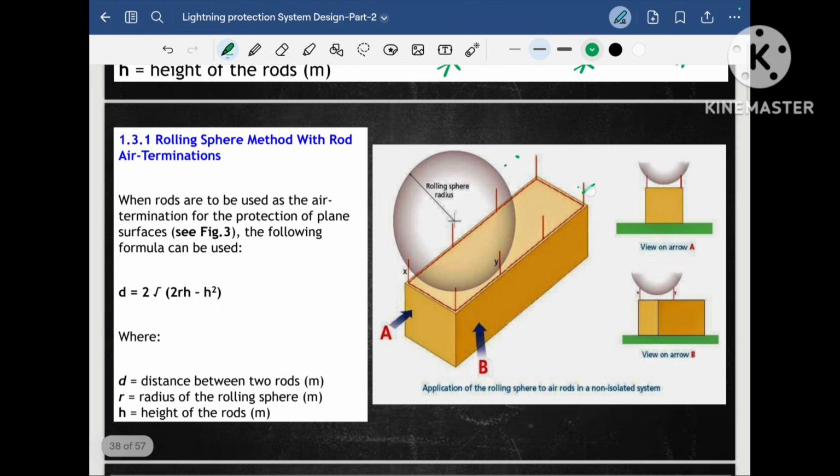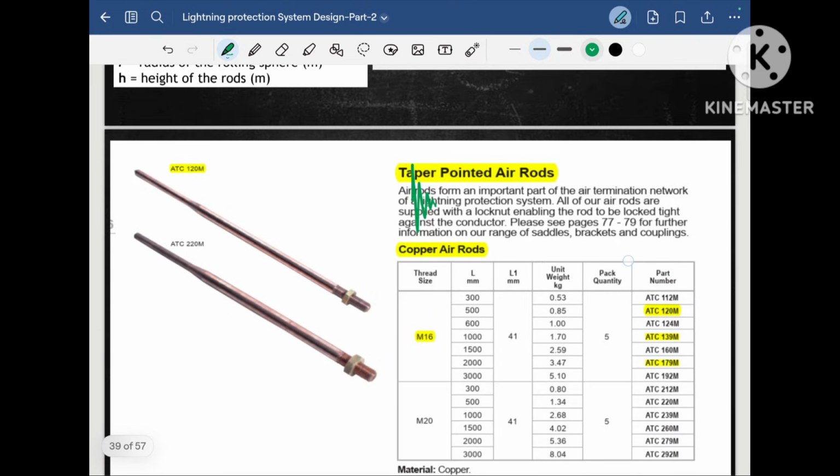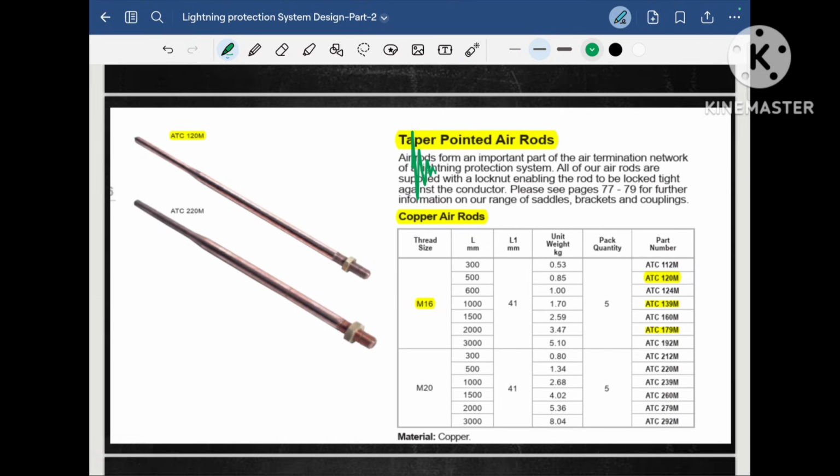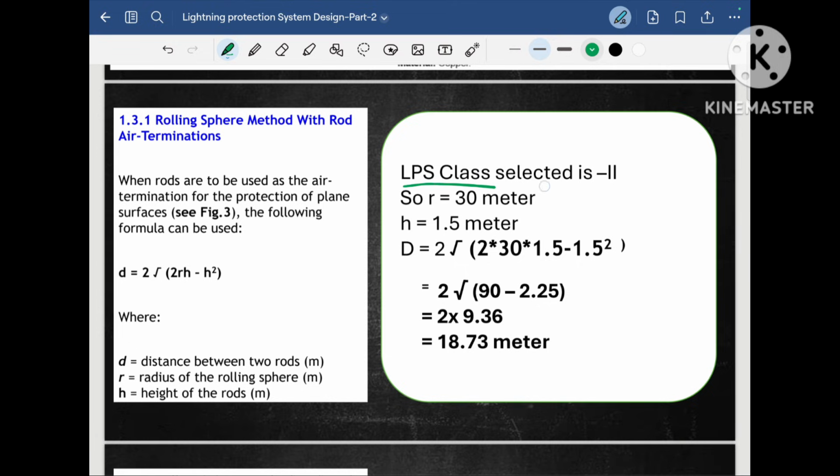In order to do that, we have to know where to place these air terminals. That will be determined by the formula D is equal to 2 under root 2RH minus H square. So we will now calculate for our project. As I told you, for our project the air terminal rod is 1.5 meter, as per our submittal. Now we have chosen class 2 protection, so the radius of the rolling sphere is 30 meter. The height of our air terminal rod is 1.5 meter.